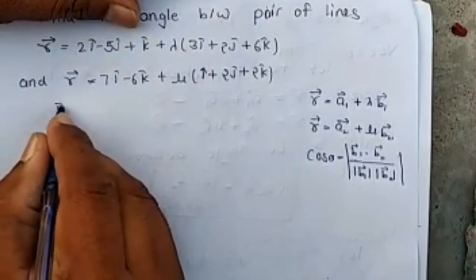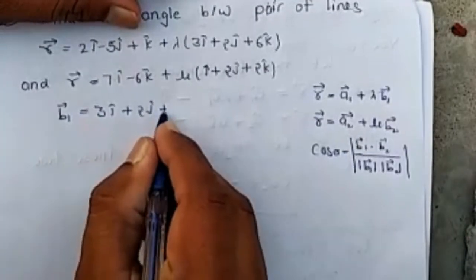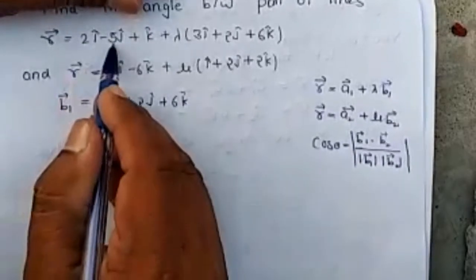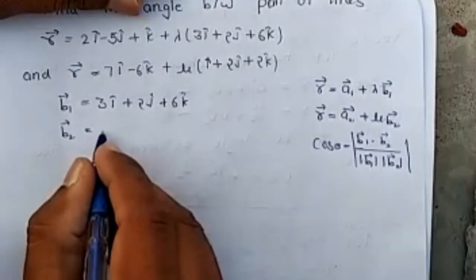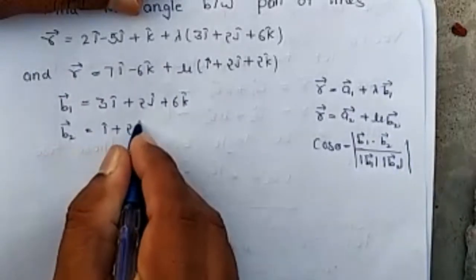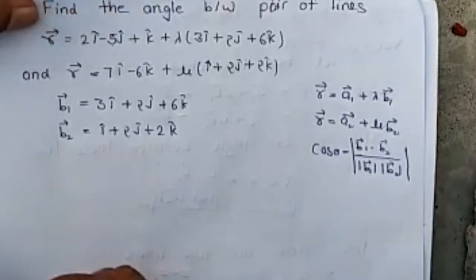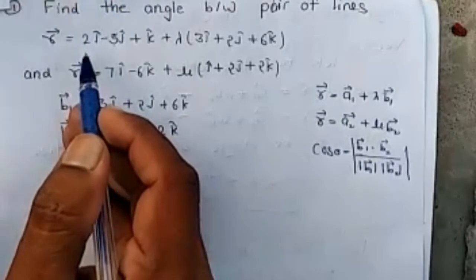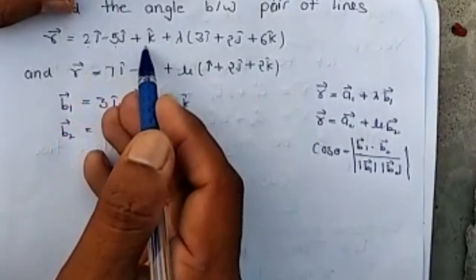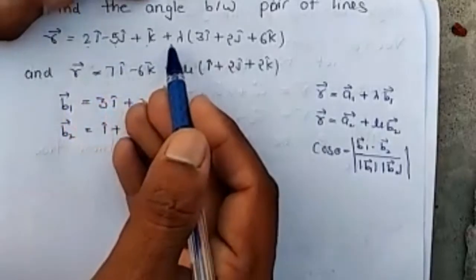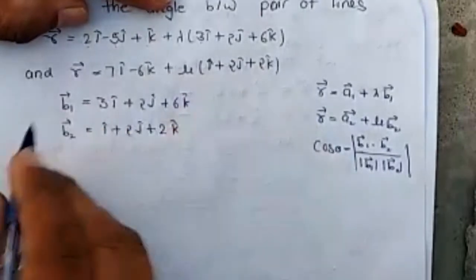Then b1 vector is 3i cap plus 2j cap plus 6k cap, a1 plus lambda b1, and b2 vector is i cap plus 2j cap plus 2k cap. This line represents that it passes through 2, minus 5, 1, and its direction ratios are proportional to 3, 2, 6. Angle between them.